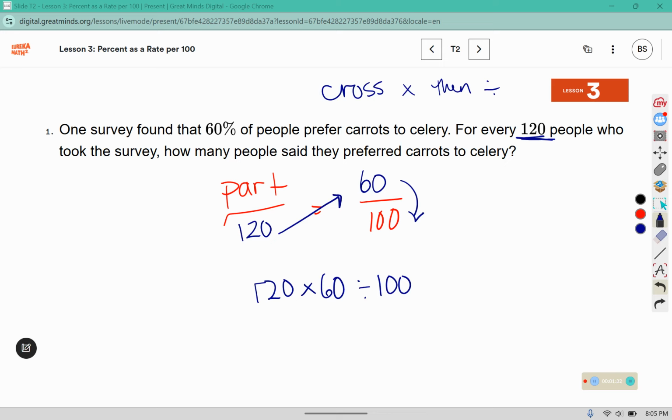So cross multiply, meaning diagonally, and then divide by the number that we haven't used yet, and that gives us 72. So 72 people preferred carrots.